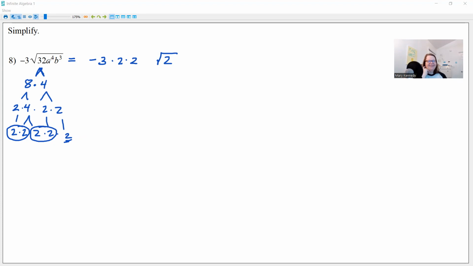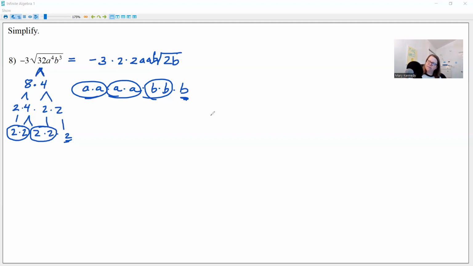All right, now let's look at the letters. So a to the fourth means a times a times a times a, and b cubed means b times b times b, right? 1, 2, 3, 4 a's, and then 3 b's. They're all multiplied together. We're looking for pairs. There's one, and there's another one. There's another pair. All right, and we have this little leftover b. So we have 2 a's that are pairs, and we have a pair of b's, so that comes out. And then we have one b that stays underneath because it does not have a pair, a partner.